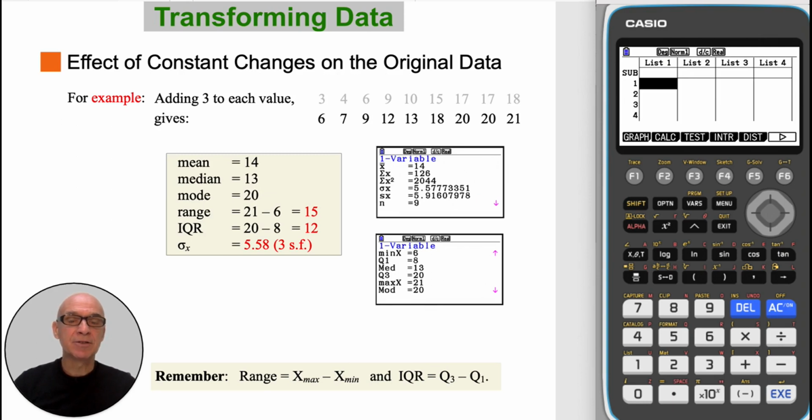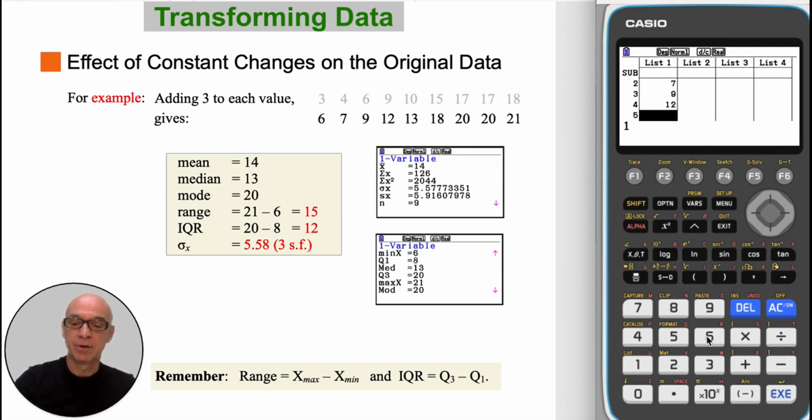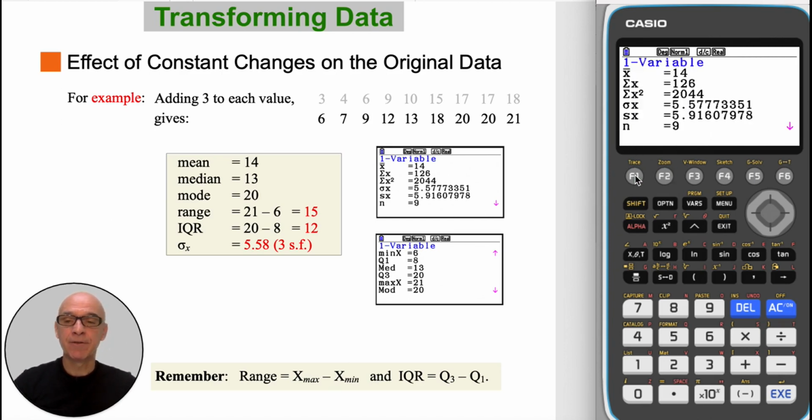Adding 3 to each data value gives the new data set shown here. Entering this data set into the calculator, so that's 6, 7, 9, 12, 13, 18, 20, another 20, and a 21, and again performing a calculation of one variable statistics gives the following results.